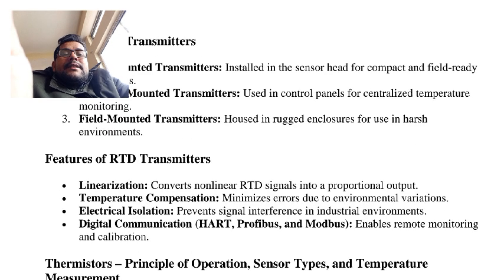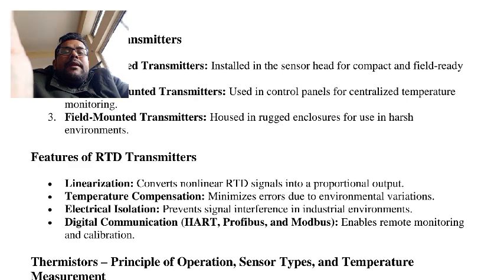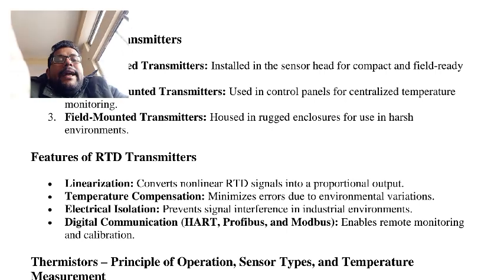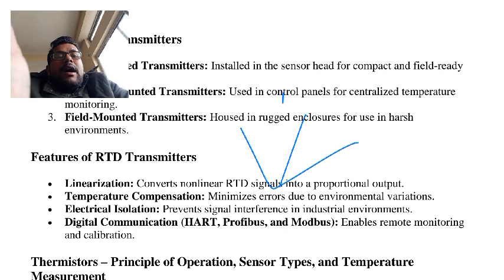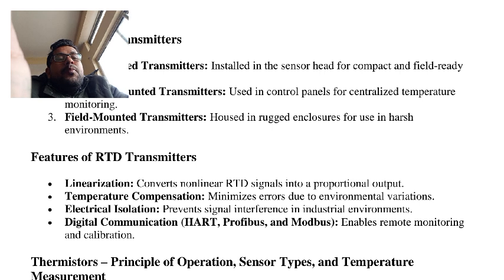Next, we will discuss the features of the RTD transmitter. Why? Because generally we already have the RTD there, so why are we making the RTD transmitter? First, linearization, to convert the non-linear RTD signals into proportional output. Suppose any non-linear behavior comes from the RTD, as resistance R, then we have to change this R into 4 to 20 milliampere. That's why for linearized output we have a fixed range.